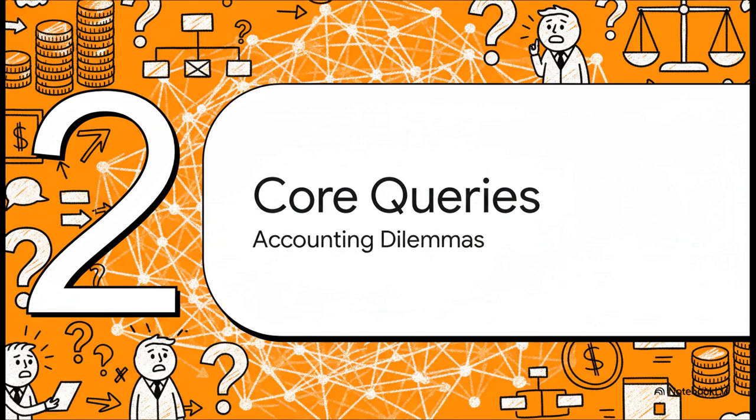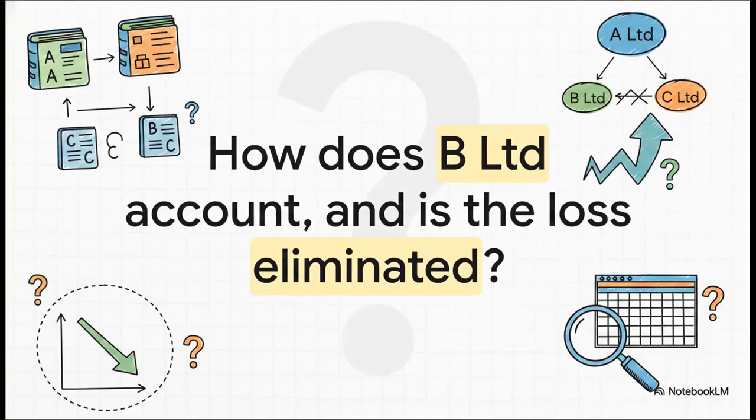Section 2. The core accounting queries. So what's the actual accounting dilemma here? Well, this intra-group shuffle creates two massive questions for the finance teams. First off, how on earth does B Ltd account for this transaction in its books? And secondly, since B Ltd sold C Ltd at a loss, does that loss just vanish? Is it completely eliminated as a consolidation adjustment when A Ltd prepares its consolidated financial statements?